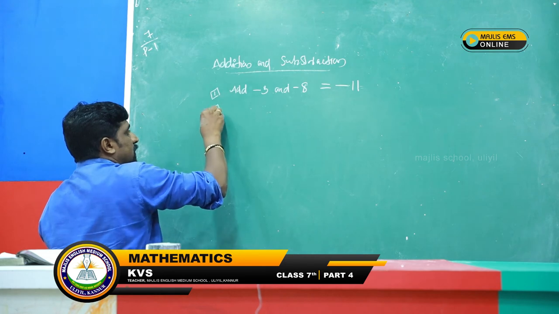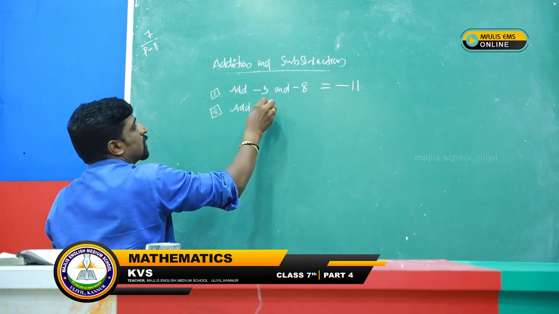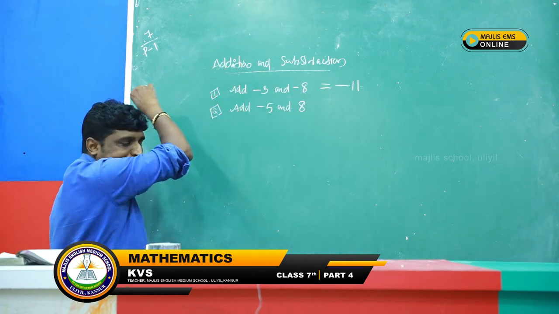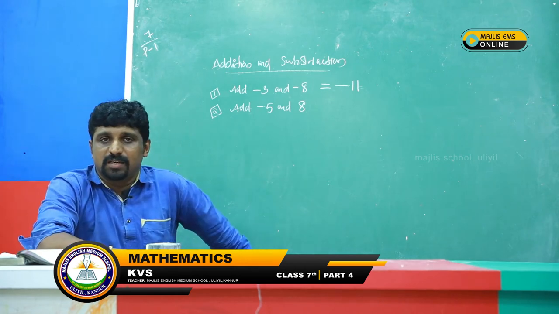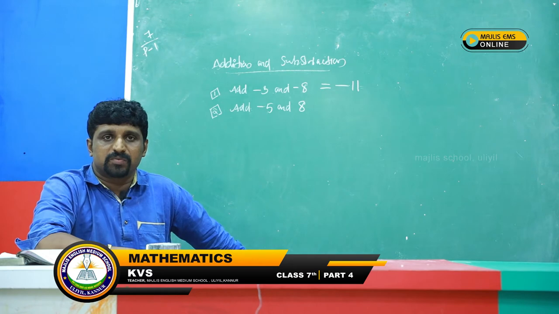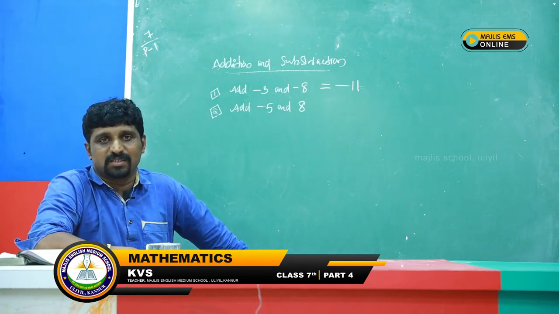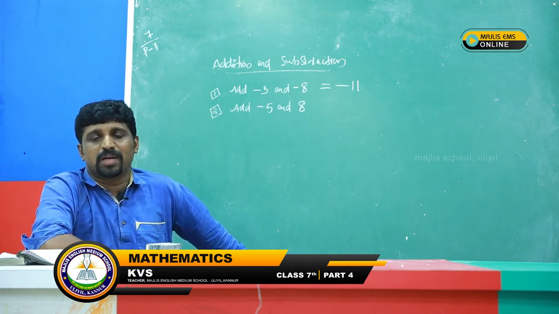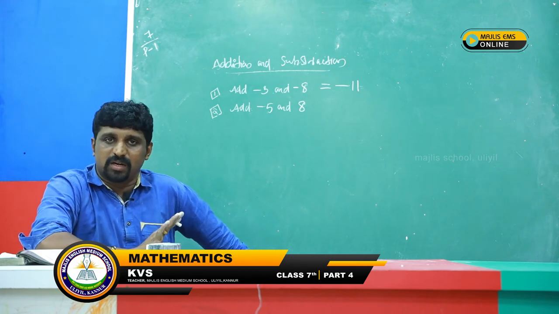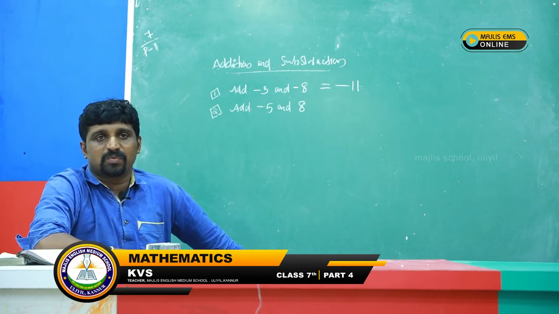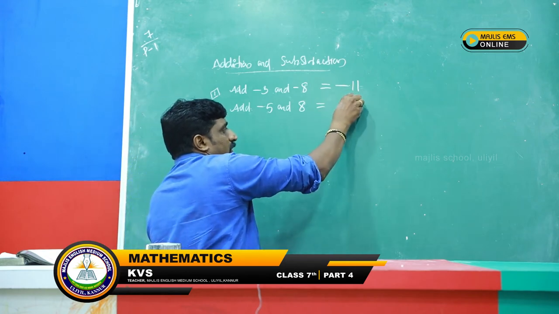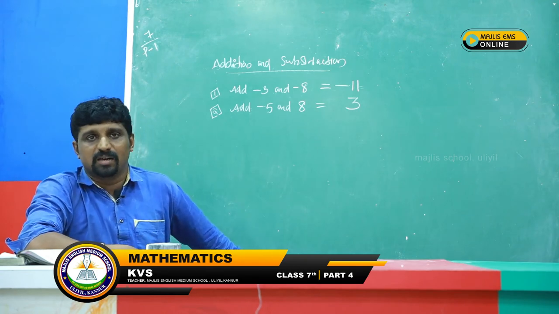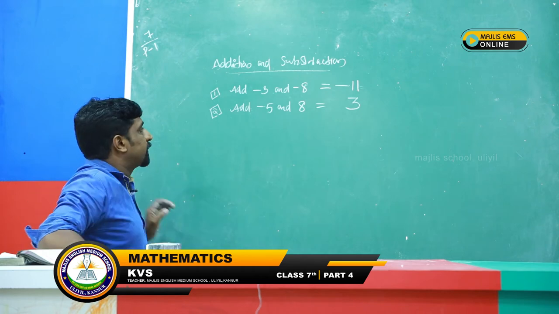Then, second question: add minus 5 and 8. Here the signs are different. The first is minus 5 and the other is positive 8. What do we do? First find the difference of the numbers, not considering the sign. 5 and 8 only. What's the difference? 3. 8 minus 5 is equal to 3. When we compare 5 and 8, which one is greater? 8 is greater, and that is positive 8. Therefore, the answer is positive, 3.